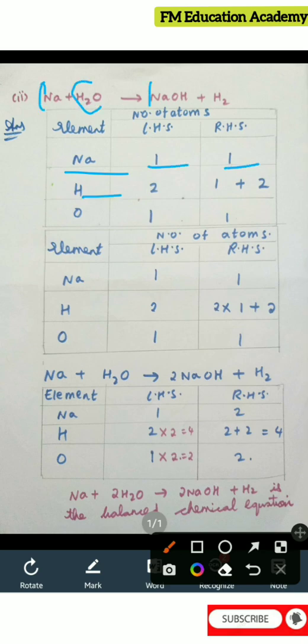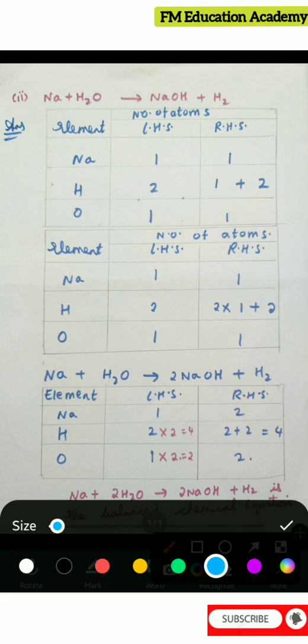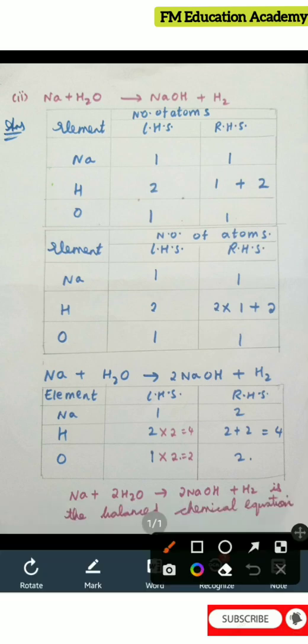Here 2 atoms of hydrogen. Here 1 atom of hydrogen and 2 atoms of hydrogen. That is on RHS, 1 plus 2 atoms of H are there. Then oxygen is 1 atom of oxygen here before H2O and 1 atom of oxygen before NaOH. So we see here that hydrogen is not balanced. Here we have 2 atoms of hydrogen and here we have 1 plus 2, that is 3 atoms of hydrogen. So we need to balance hydrogen. How to balance hydrogen? This 1 we can multiply 2.